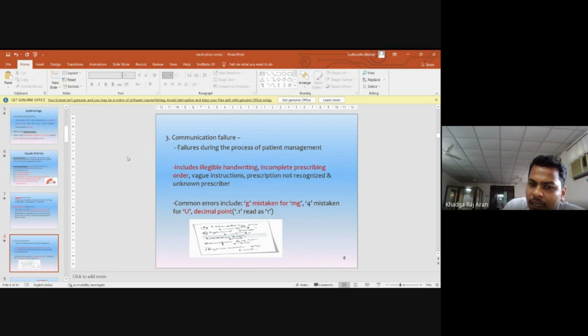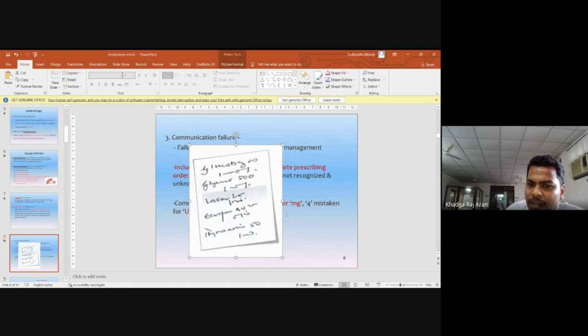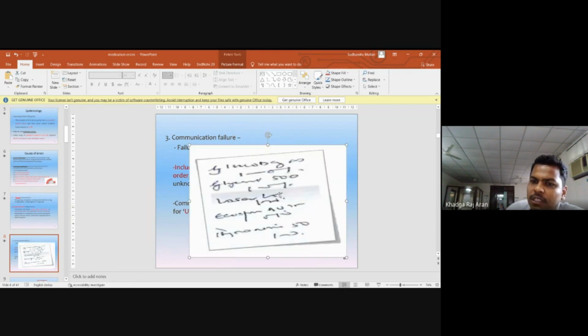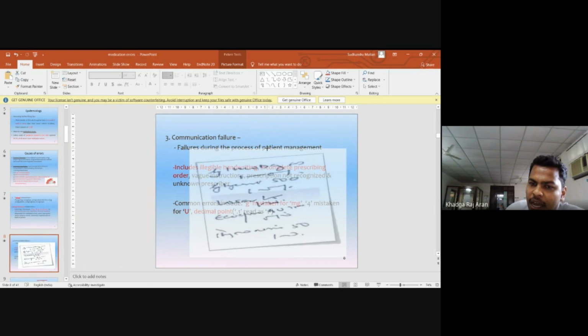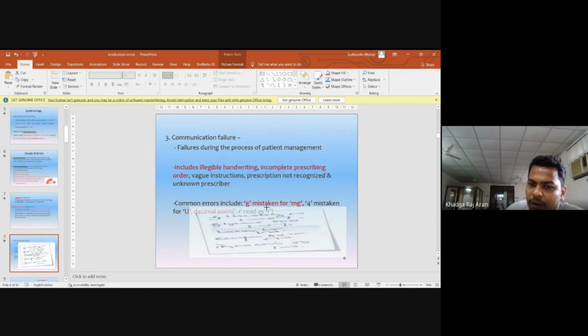So these include illegible type of handwriting, we can say bad handwriting, or incomplete prescribing orders. These are some examples of communication failure. This is the bad handwriting. You can see it is very difficult to understand what the physician has written in these particular prescriptions.